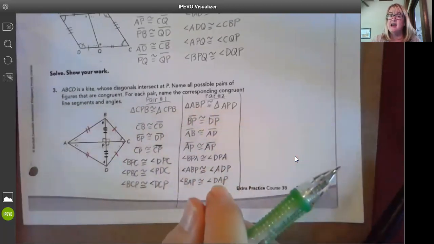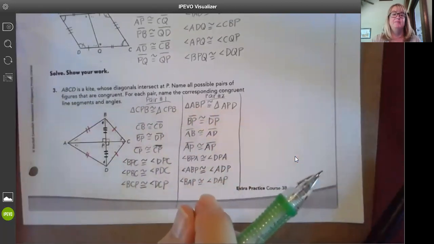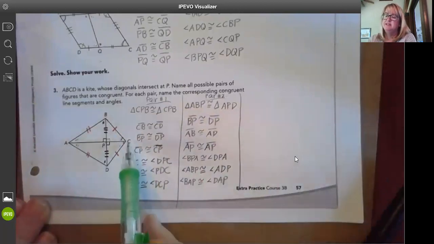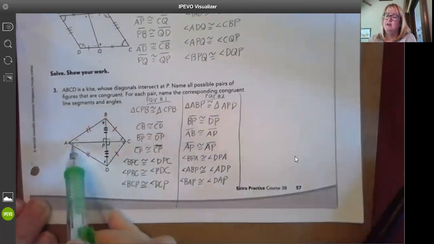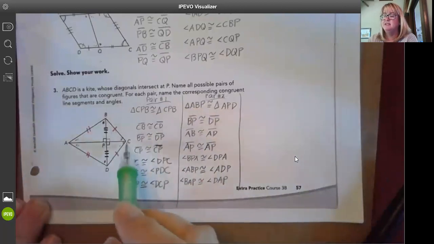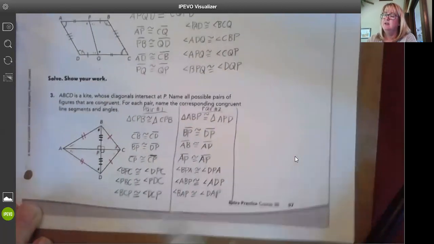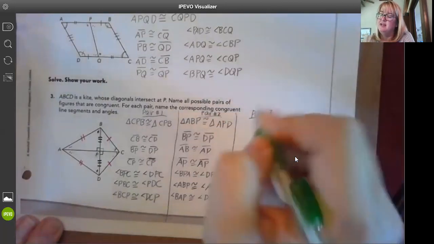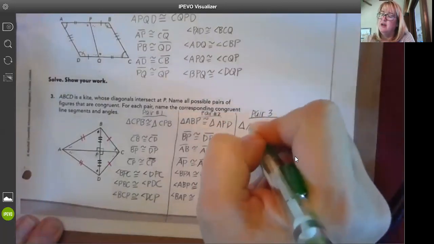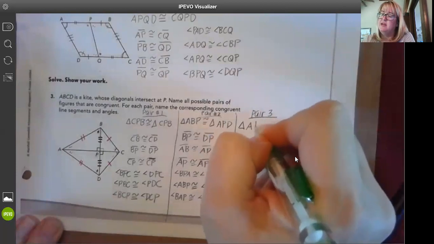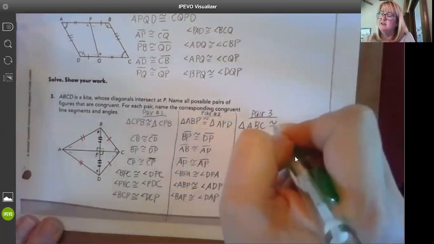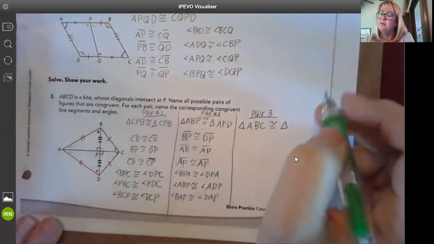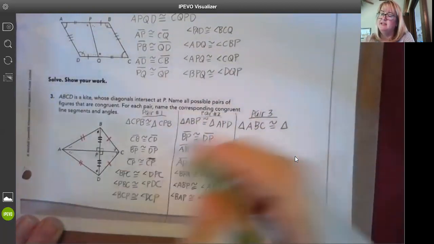Now, do you see the last set that are? Well, it's this triangle, ABC, so the big one, the biggest one, and CDA. So the third pair and the final one is triangle ABC is congruent to triangle ADC.